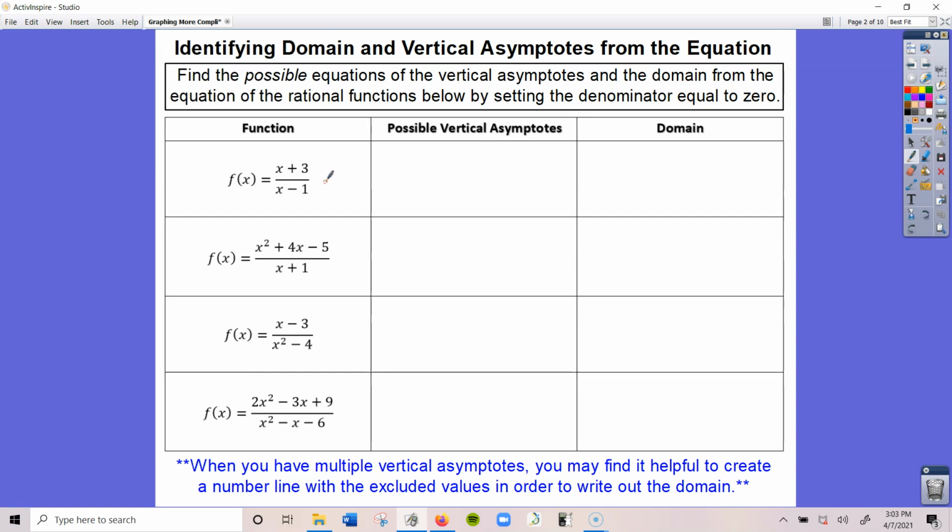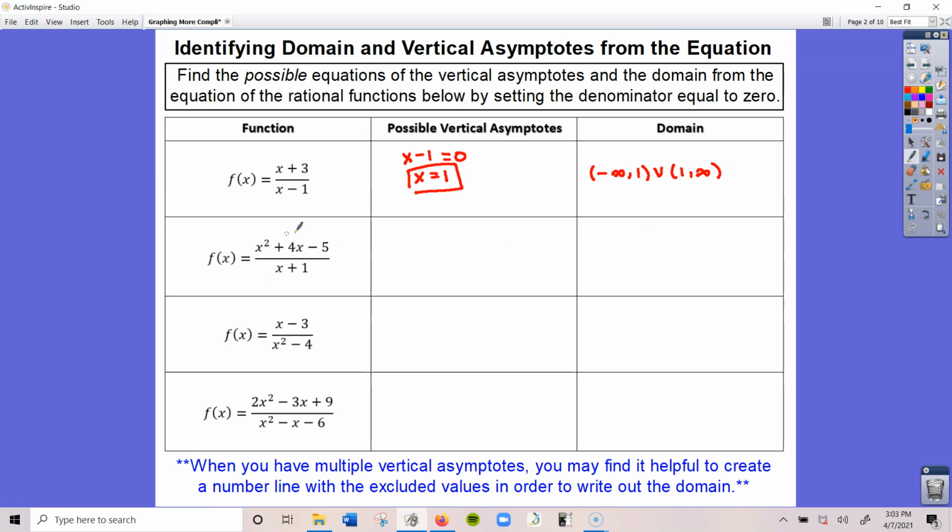So for this first one, to find the vertical asymptote, we set that denominator x minus 1 equal to 0. And we get that x is equal to 1, since we would have to add the 1 over. This is the equation of the vertical asymptote. That means that the domain is going to be all of the real numbers except 1. So negative infinity to 1, union 1 to infinity.